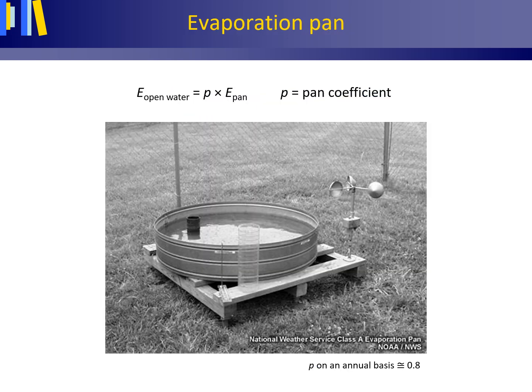Here we have a photo of an evaporation pan, the US Class A evaporation pan. Other well-known evaporation pans are the Colorado sunken pan, which is a square pan sunk into the ground, or the US Geological Survey floating pan, which is a pan that floats on the water. The pan coefficient on an annual basis for these evaporation pans is approximately 0.8.